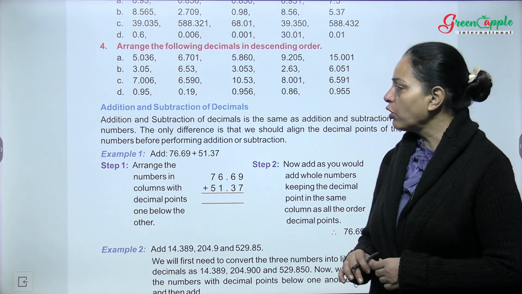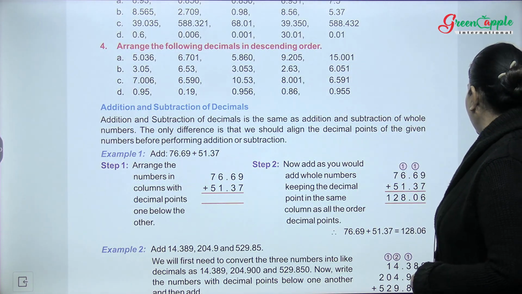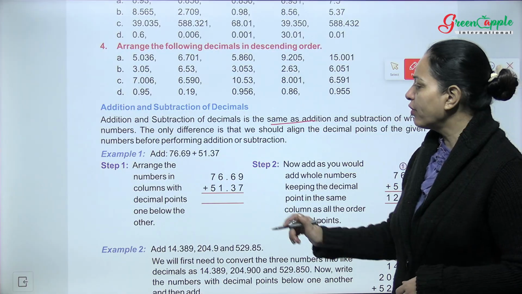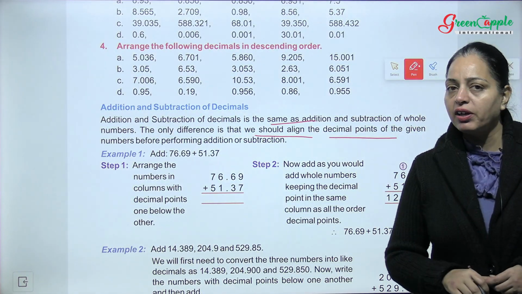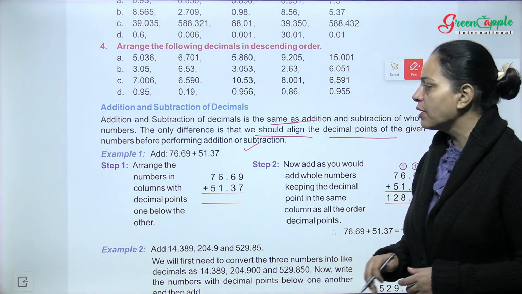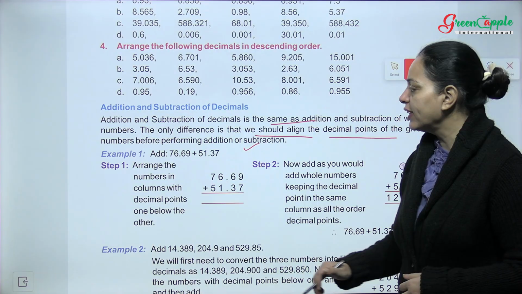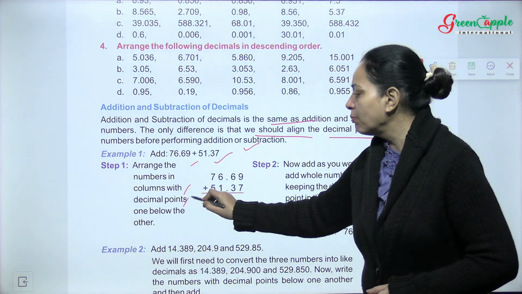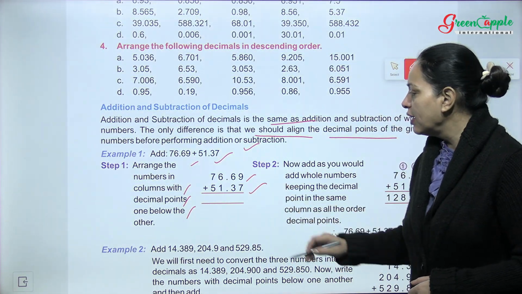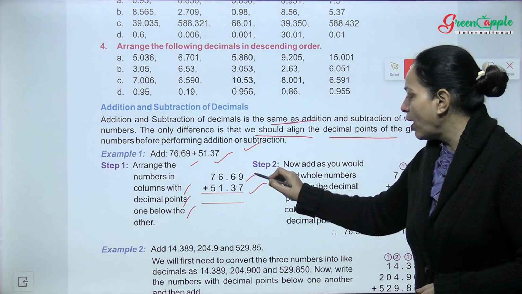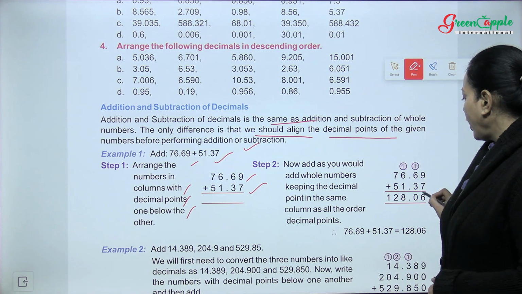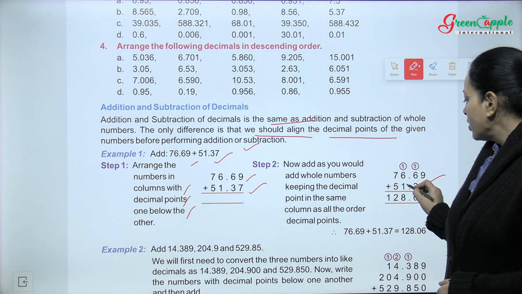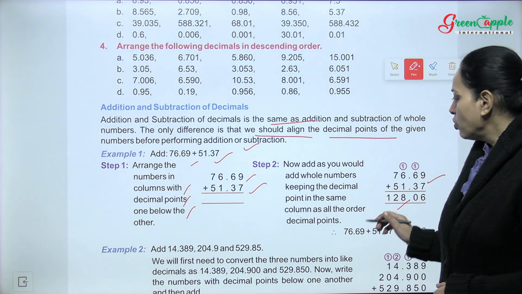So you can try. Now we are talking about addition and subtraction of decimals. Addition and subtraction of decimals is the same as addition and subtraction of whole numbers. The only difference is that we should align the decimal point of the given numbers before performing addition or subtraction. Like example 1, add 76.69 and 51.37. So arrange the numbers in columns with the decimal points one below the other. Now step 2. Now add first ones digit, जैसे आप whole numbers को add करते हैं. So 9 plus 7 16, 6 here, 1 carry, 6 and 3 9 and 1 10, 0 1 carry, 6 1 and 1 8, 7 and 5 12. So this is the answer.